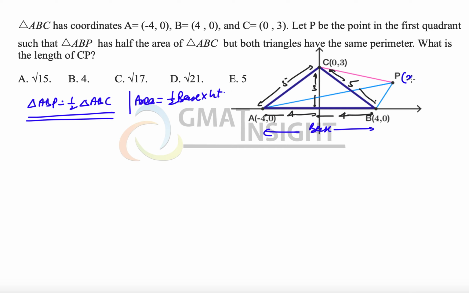So although we do not know the x coordinate of point P, we can say the y coordinate of point P will be half of the y coordinate of point C. That means it will be 3 by 2.